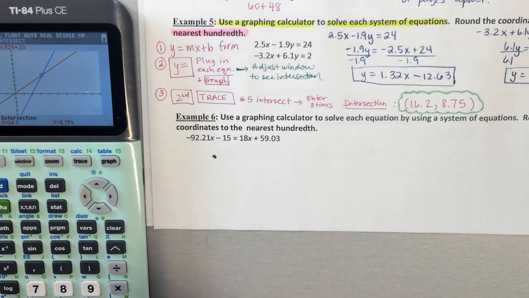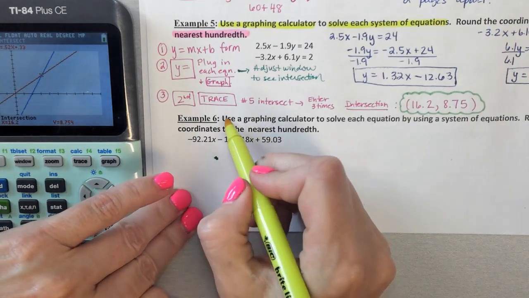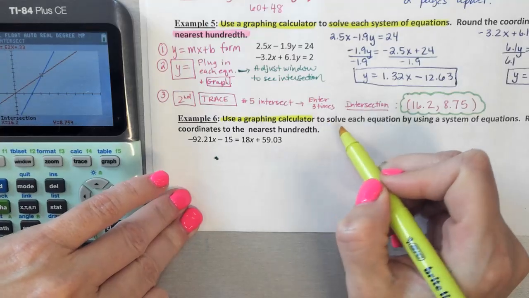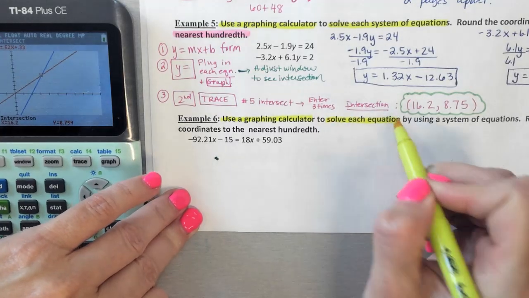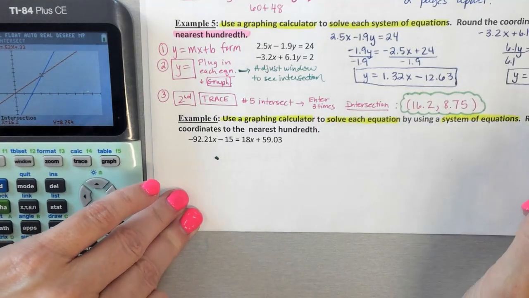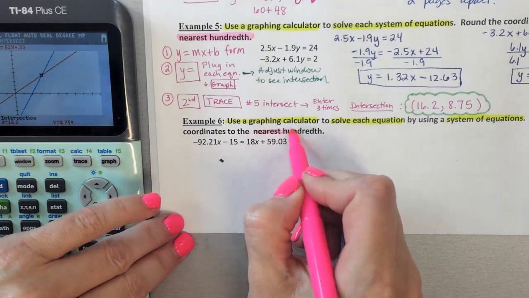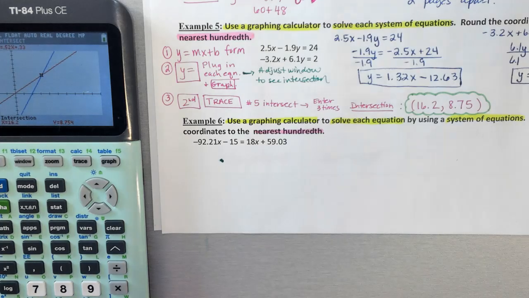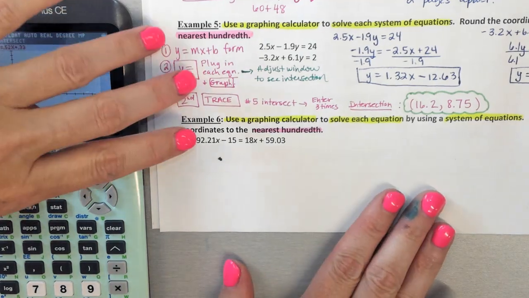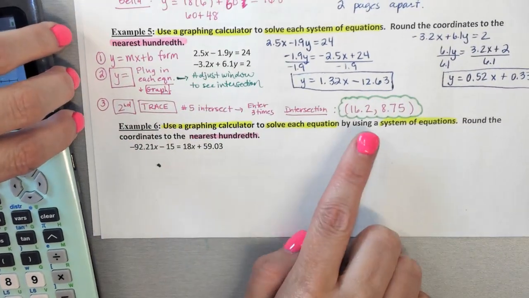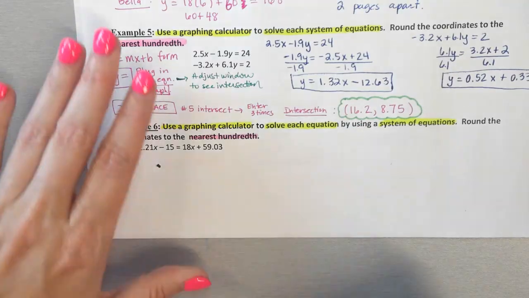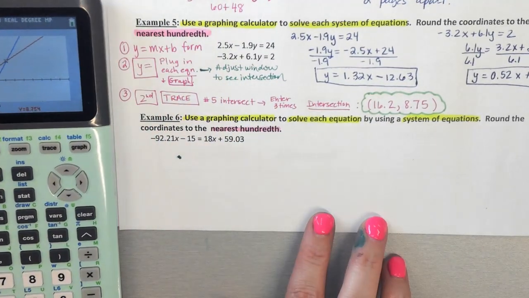All right, and then the second thing we're going to do with our graphing calculator is we are going to solve each equation by using a system of equations. And again, we're going to round to the nearest hundredth. If you are having trouble getting this intersection on yours, I will walk around in a minute, so don't get rid of it. I'll help you.